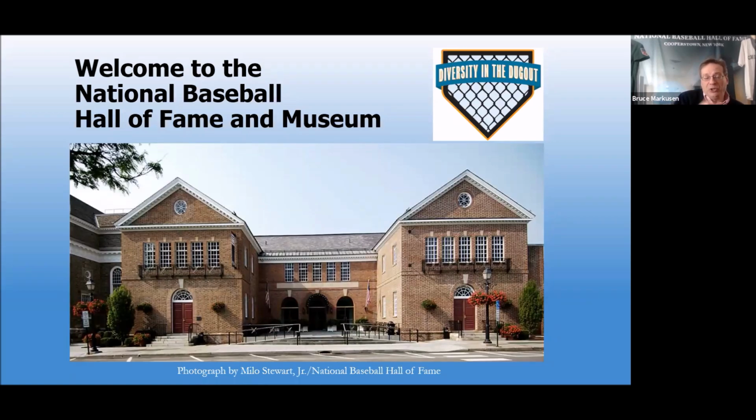What you can see now is a picture of the Hall of Fame and Museum right out on your screen there. That's a picture from out on Main Street. The museum is currently closed. We do hope that'll change in the near future. Now, when we do our programs, we like to begin with a virtual tour of the Baseball Hall of Fame, give you a quick overview of our exhibits, what we have here, and then we'll get into the content of our program.